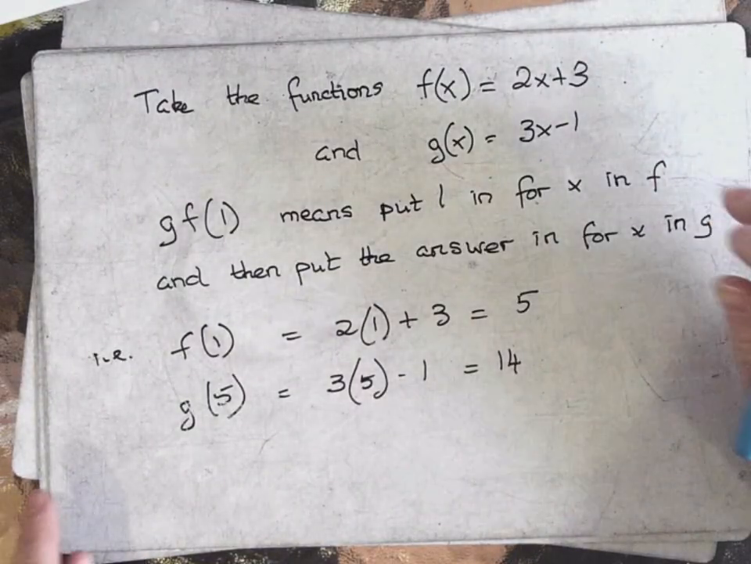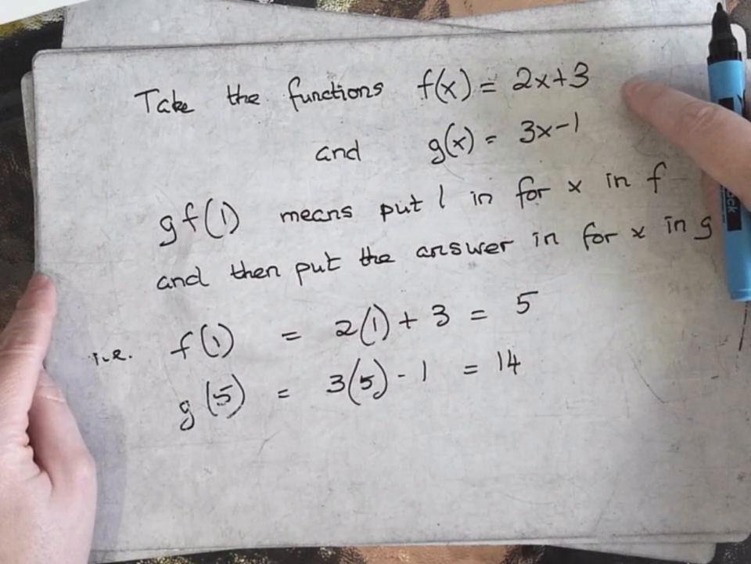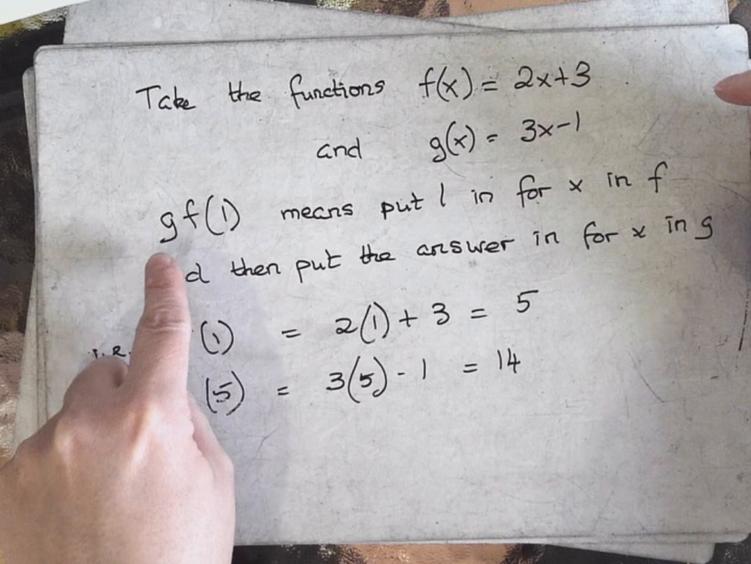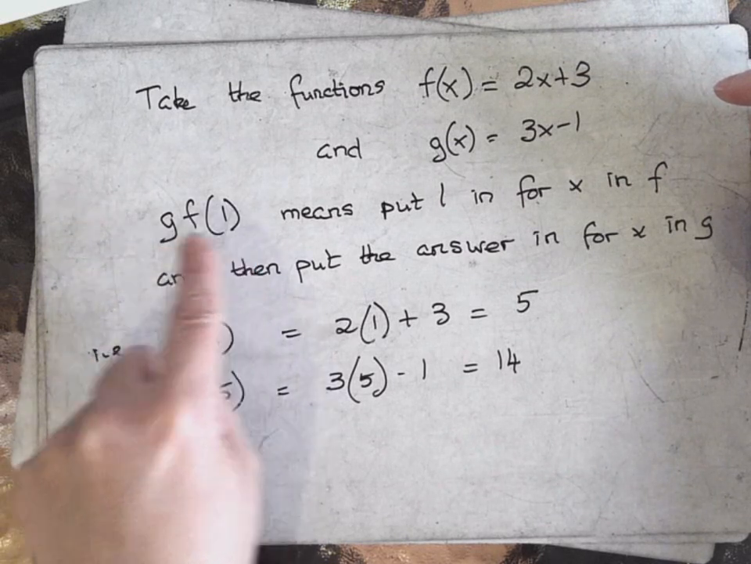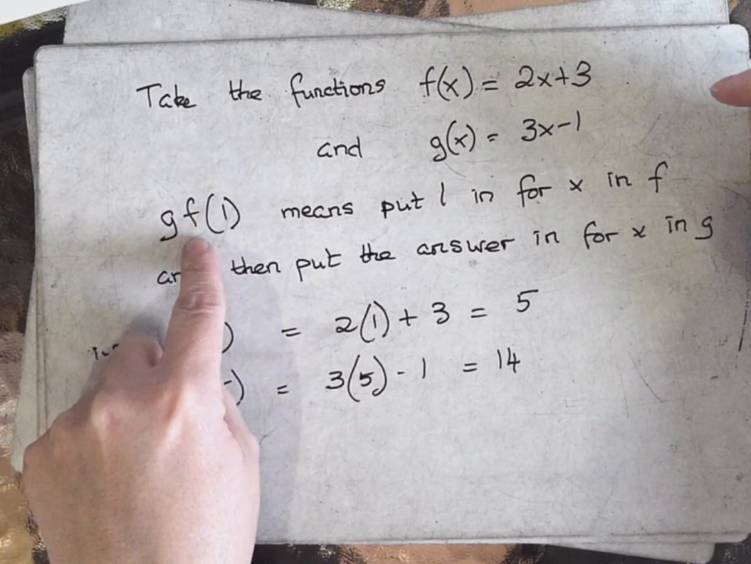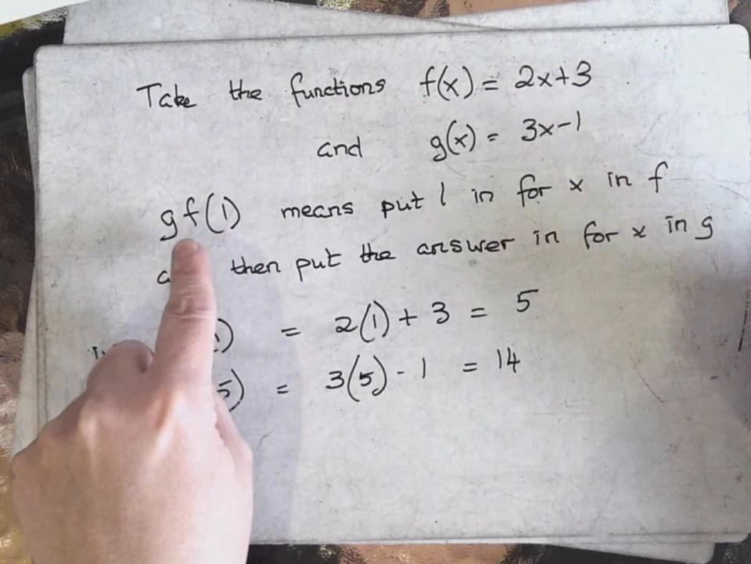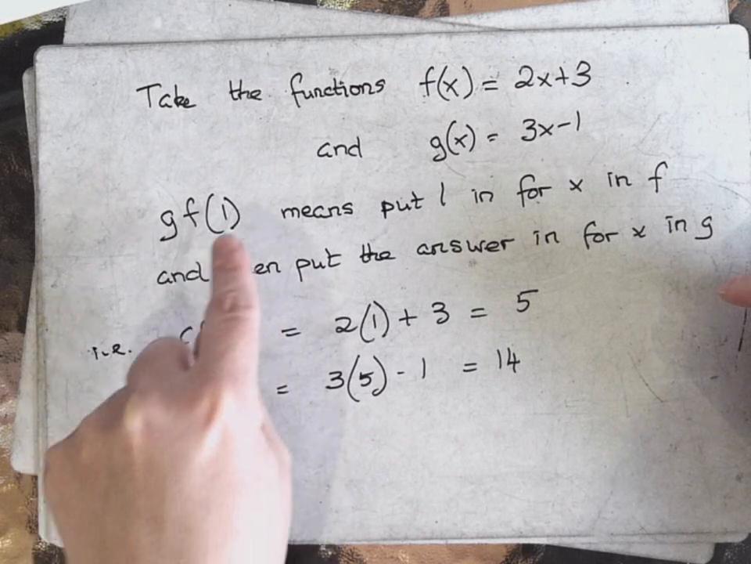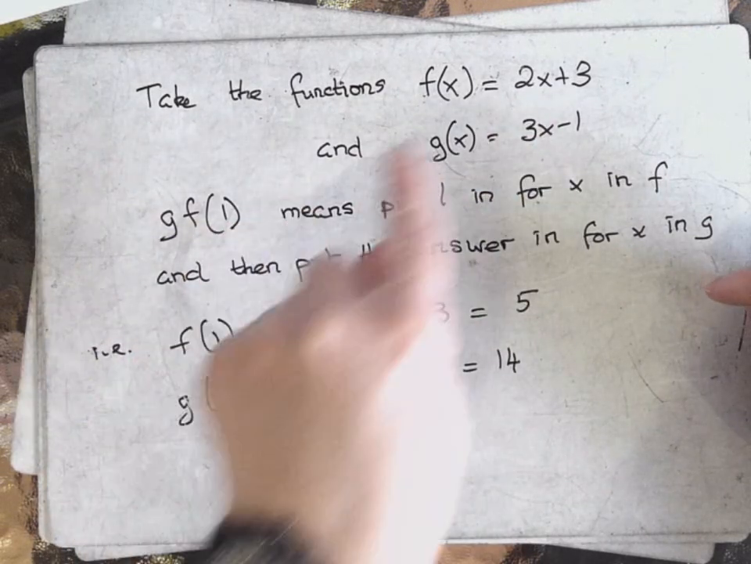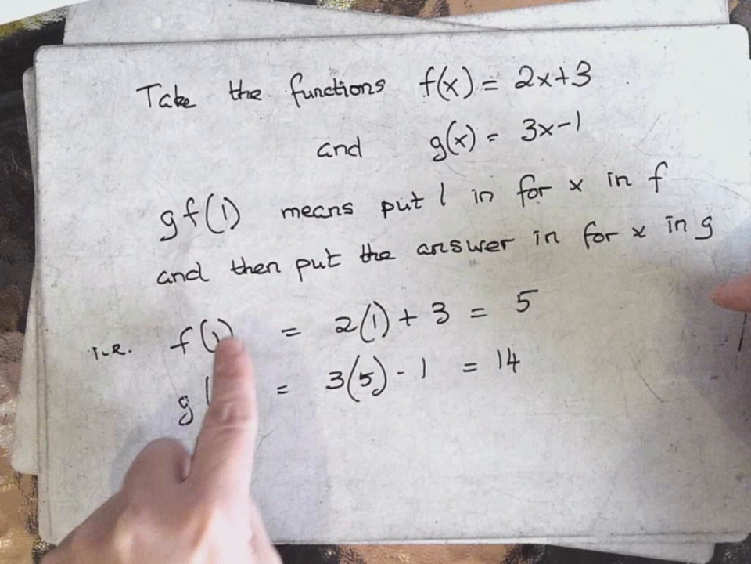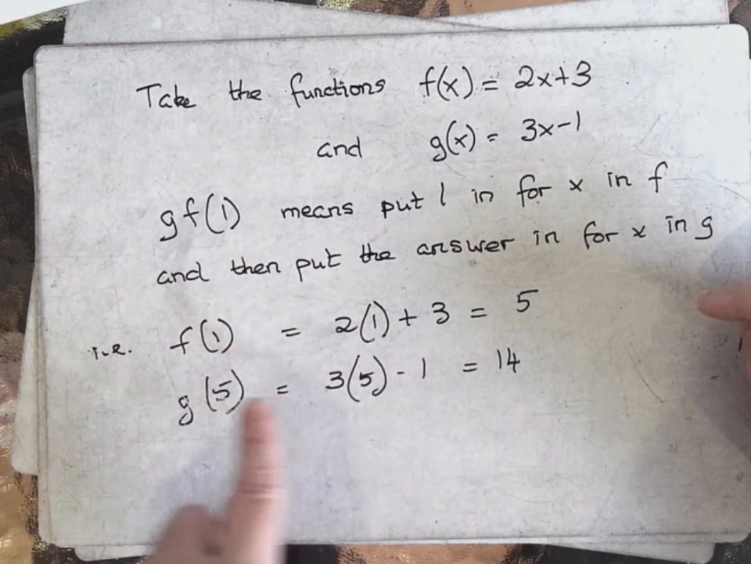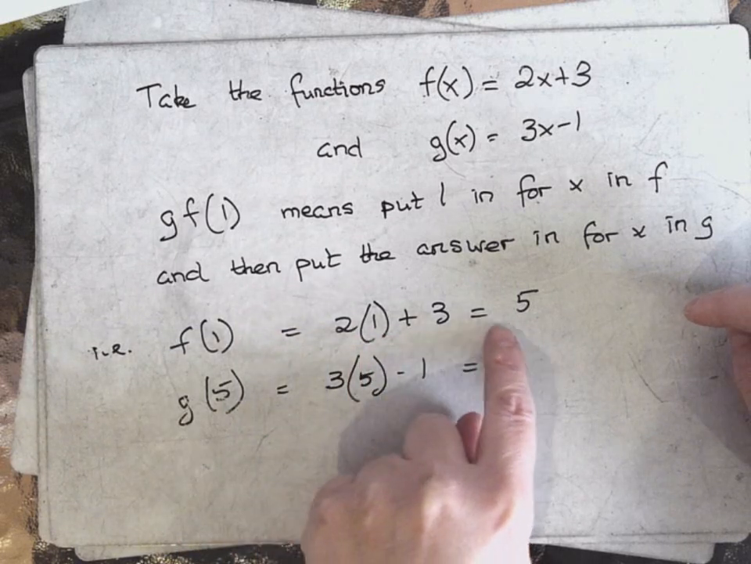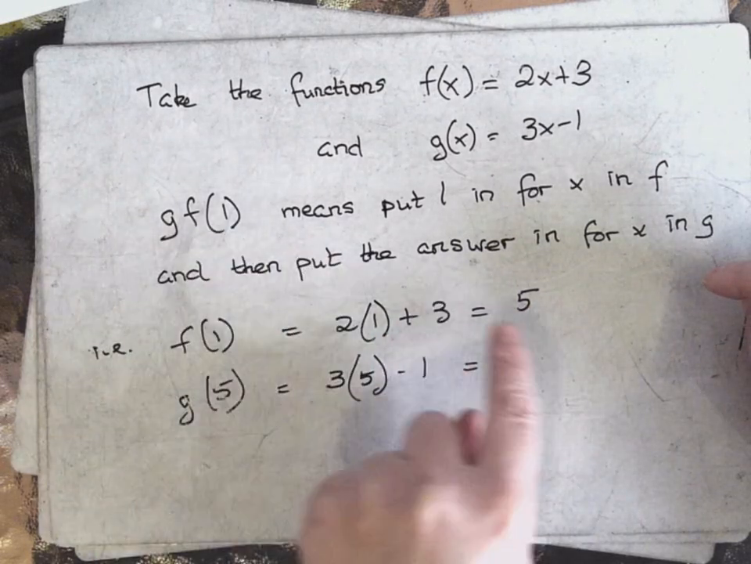If you take the functions f of x is 2x plus 3 and g of x, here I have two functions. Now g f of 1 means g after f of 1. So do f of 1 first: instead of x in f, put in a 1 and get your answer. So 2 times 1 plus 3 is 5. The answer to f of 1 is 5.